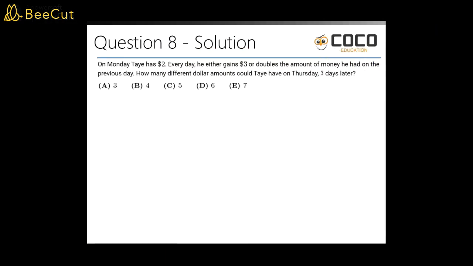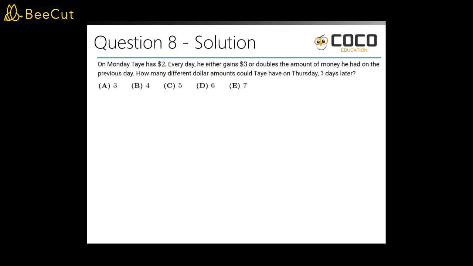Let's take a look at question 8. Now, on Monday, Tay has $2. So every day afterwards, he either gains $3 or doubles the amount. How many different amounts are there after 3 days? Let's just list down all the possibilities.